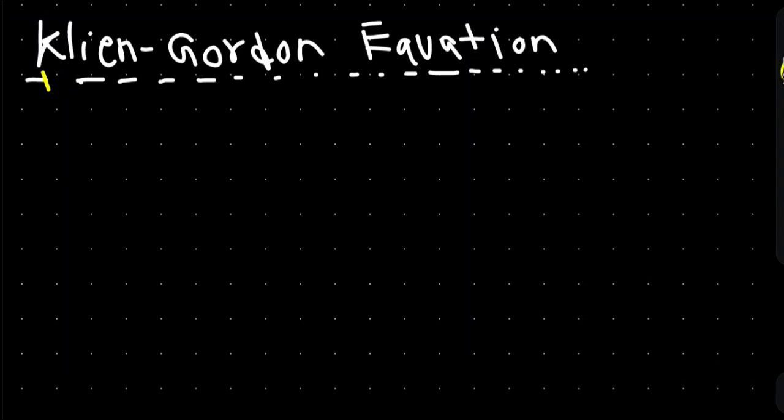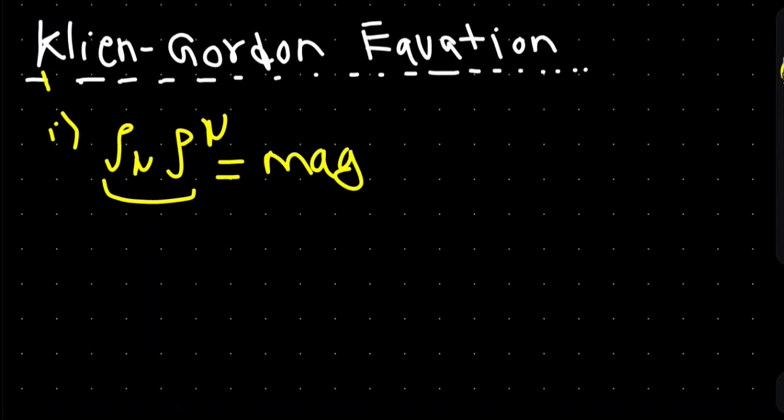So let's see. To derive the Klein-Gordon equation, you have to know some of the stuff from special relativity that I am writing here. First is the four vector, and the main four vector we are going to use is the momentum four vector. It's represented in this form, and this is the equivalent of the magnitude in our 3D vector. So this is the magnitude of the momentum 4 vector.